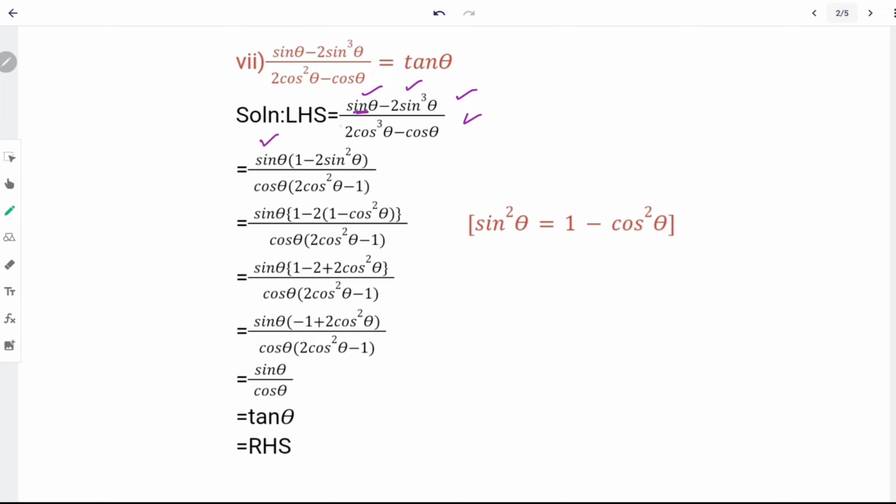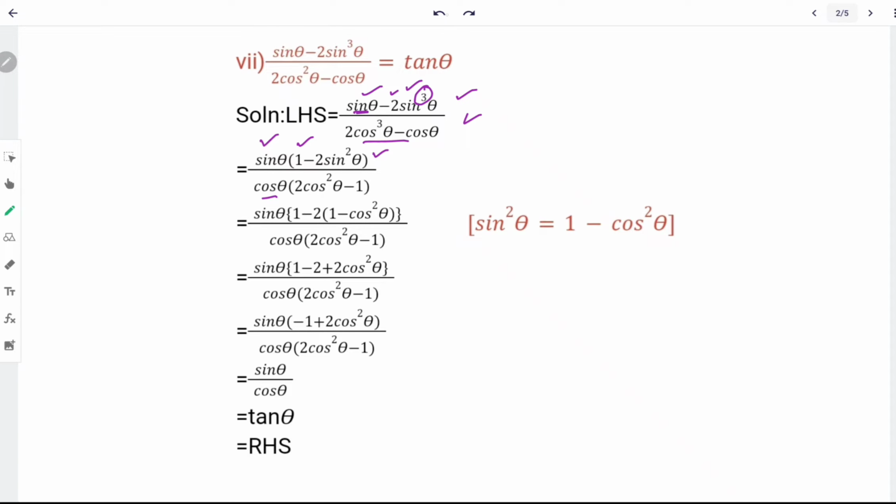So if I've taken out the sine theta, only 1 is left, right? And then next will be minus 2. It was supposed to be cube, but we have taken one sine out, so now it will be sine square theta left. We'll do the same thing with the denominator. You can see the cos theta is common, right? So I've taken out 1 cos theta, so 2 will be there, and then it was cube, but now it will be square, and this cos theta has been taken out, so now it will simply be minus 1, right?